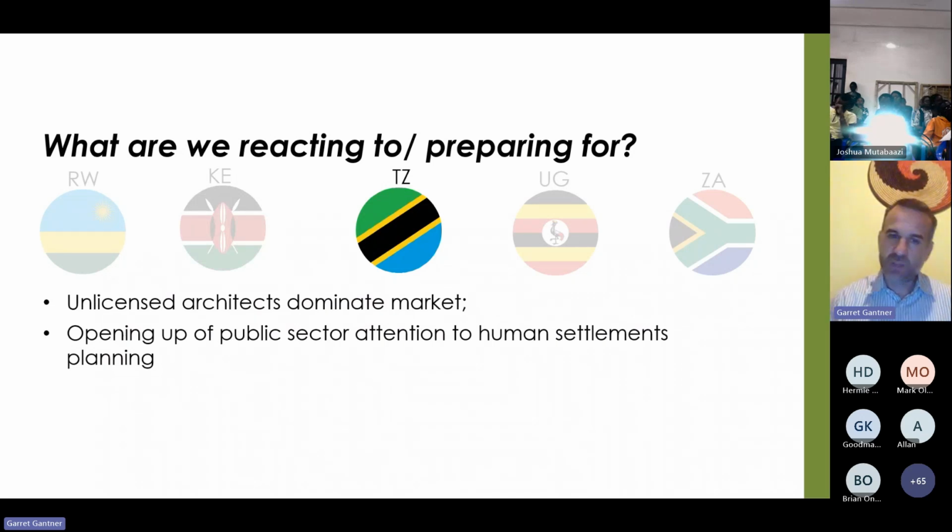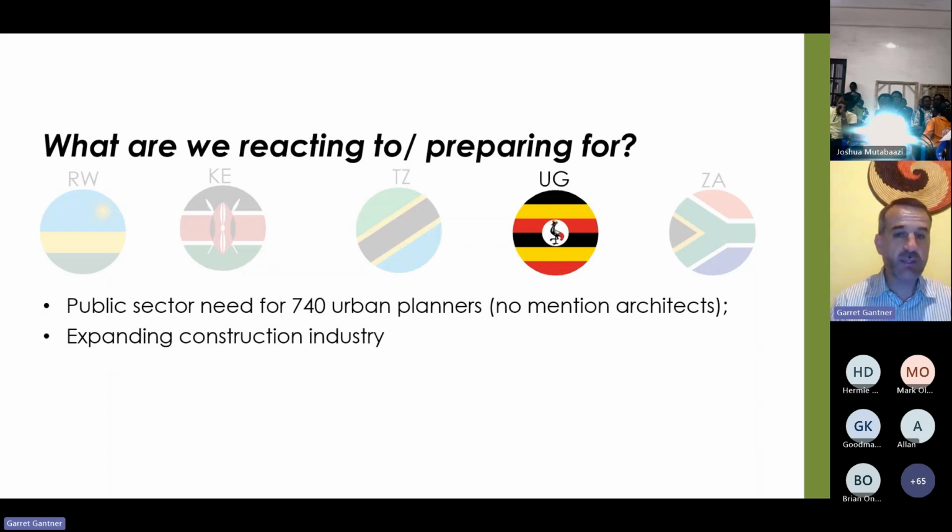Tanzania, it's quite similar to Uganda. There are a lot of unlicensed architects which are really driving the market. And there is some opening up of public sector attention to human settlements and planning needs. Uganda had, at that time, at least according to their own research, the need for 740 urban planners in the country in order to deal with the urban development. But that same document made no mention of architects at all. And this is a major national policy that sees how they're planning to spend resources, and they didn't think that an architect was relevant, not even one.